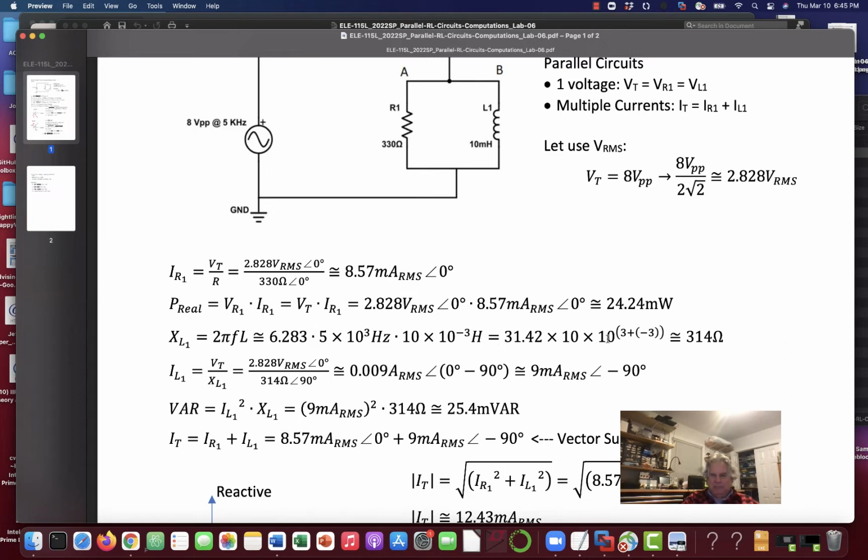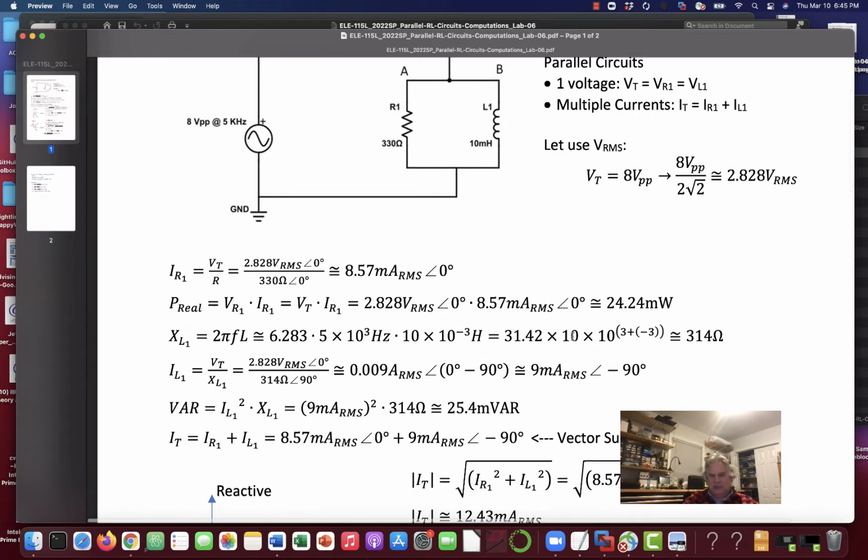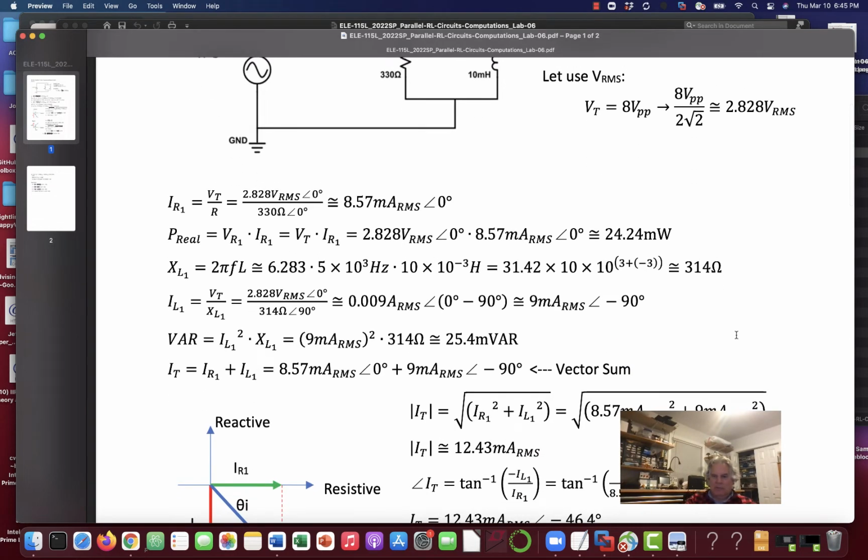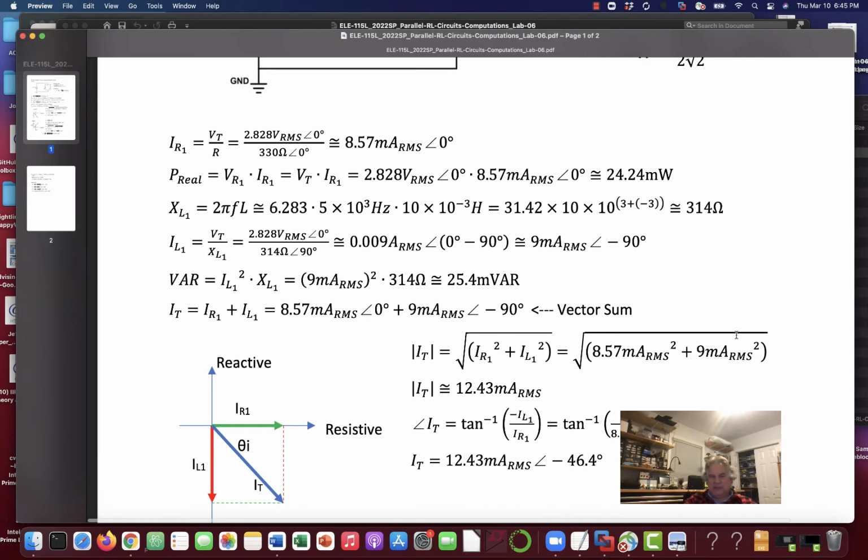10 to the 3 plus a negative 3 is 10 to the 0, which is 1, so that term drops out. 6 times 5 is about 30, so 6.283 times 5 is 31.42, and then we have to multiply by 10, so we get approximately 314 ohms, and we know that that is at 90 degrees. I should have put it there, but you know, inductive reactance is always at positive 90 degrees.